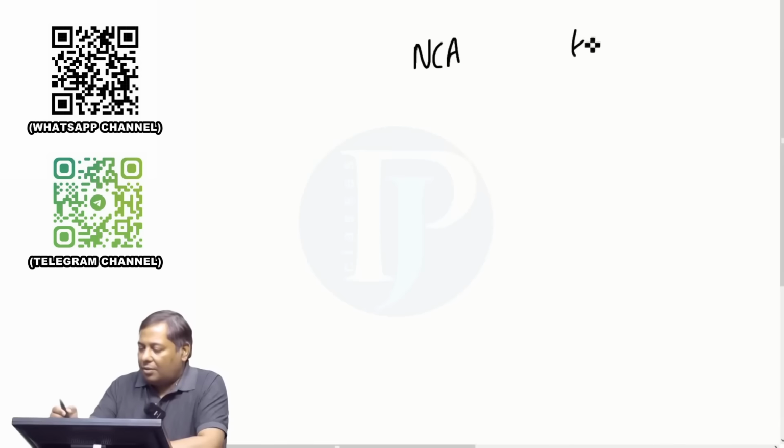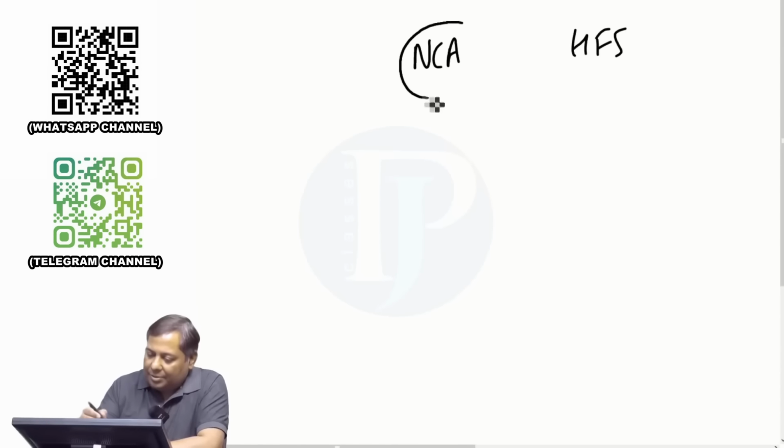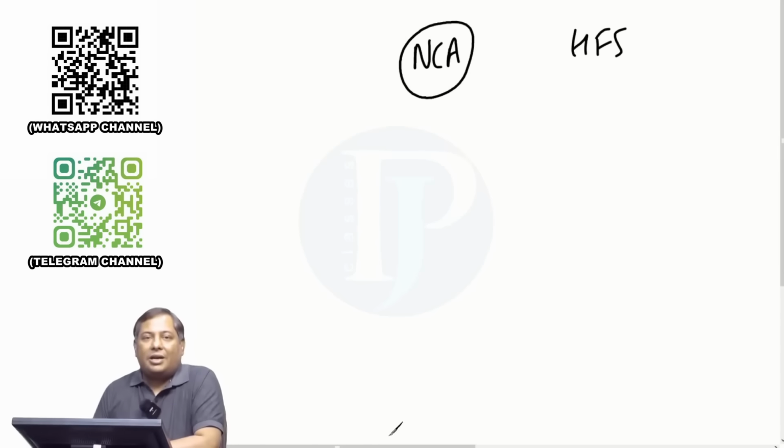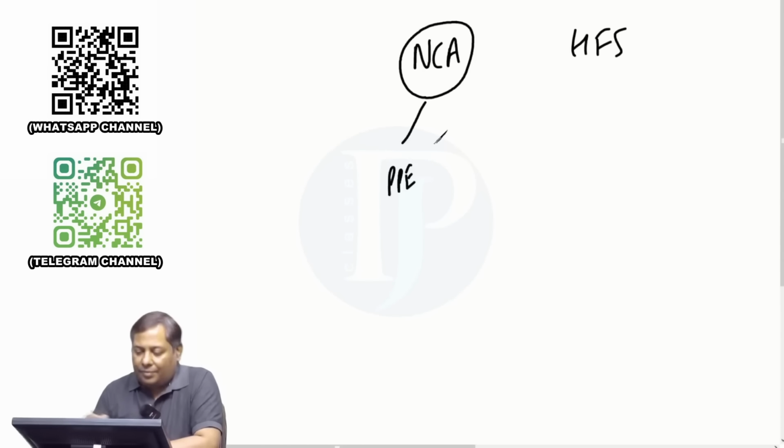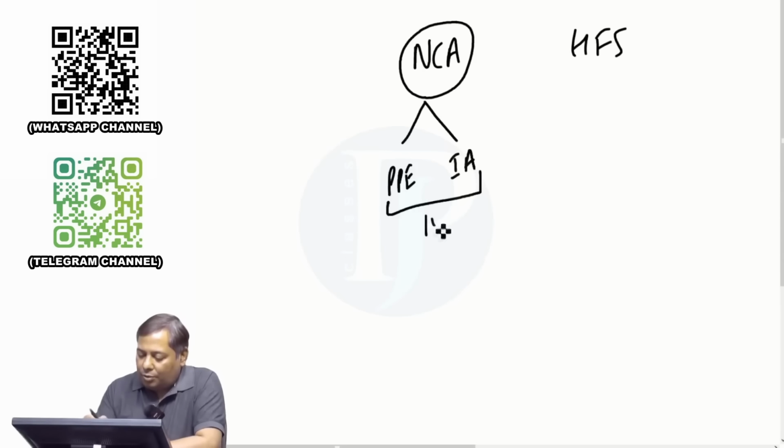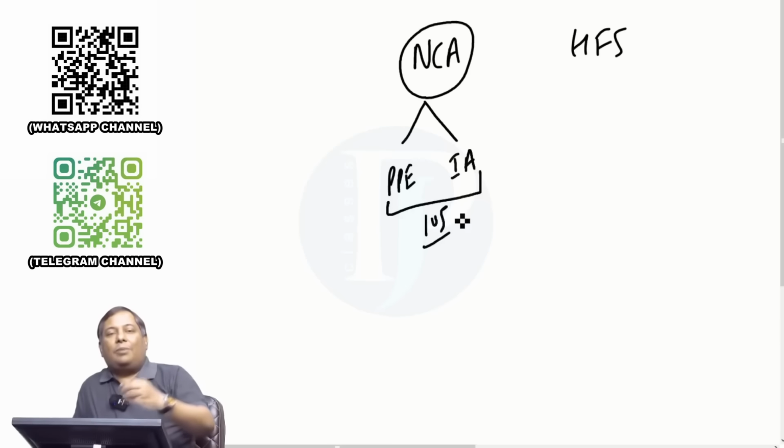Non-current assets and held for sale, only 2 terms are there. So firstly, I explained to you what comes under non-current assets. In non-current assets, we talk about PPE and also about intangible assets. Both of them can come under 105. Under non-current assets, we are discussing tangible and intangible assets.